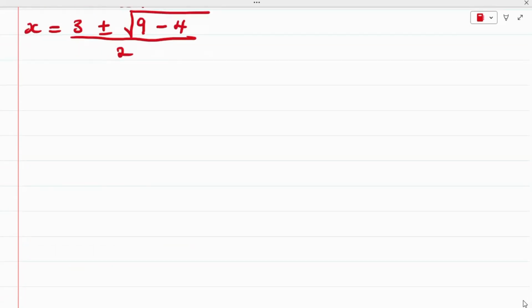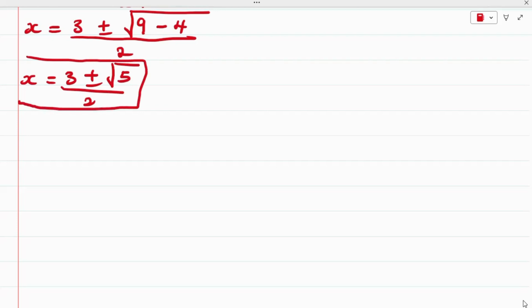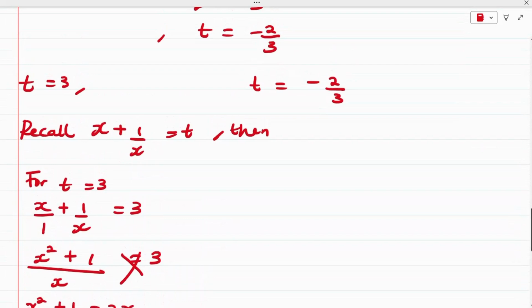2. So at this point we have that x is equal to 3 plus or minus the square root of 9 minus 4. We have this to be 5 divided by what? 2, and this becomes the value of x. So we have been able to solve the value of x. So let's simply solve the next value for t.